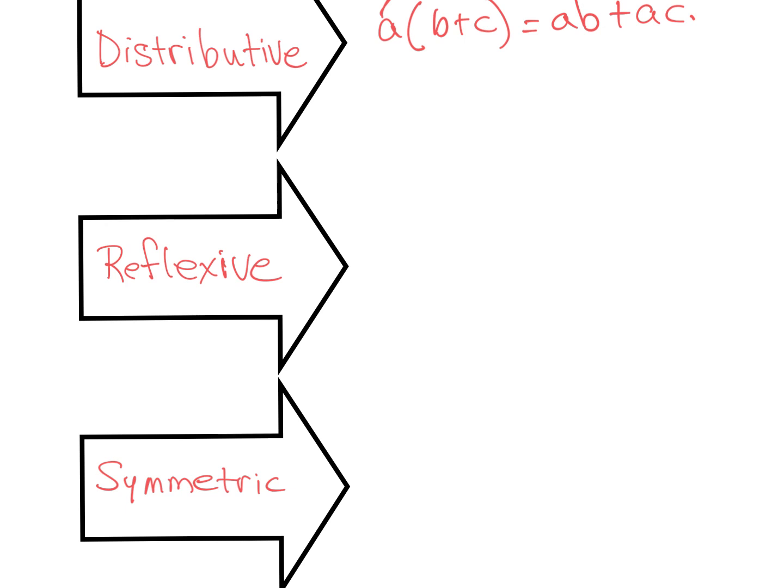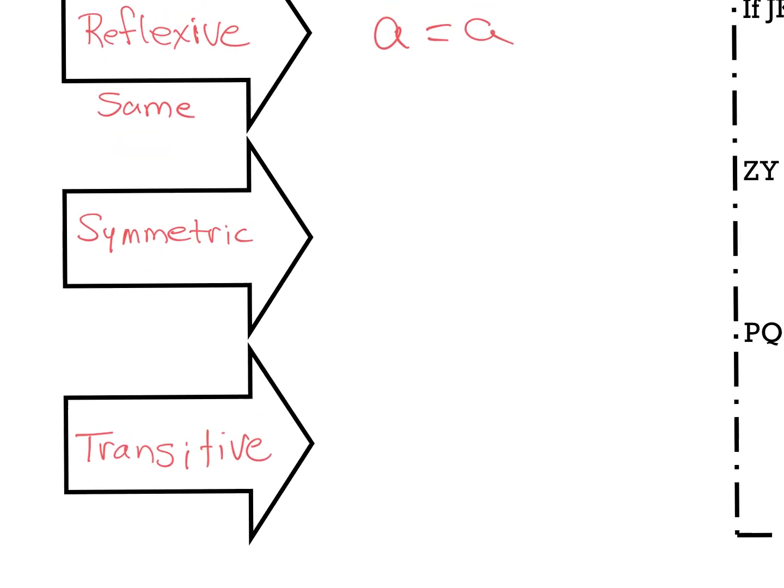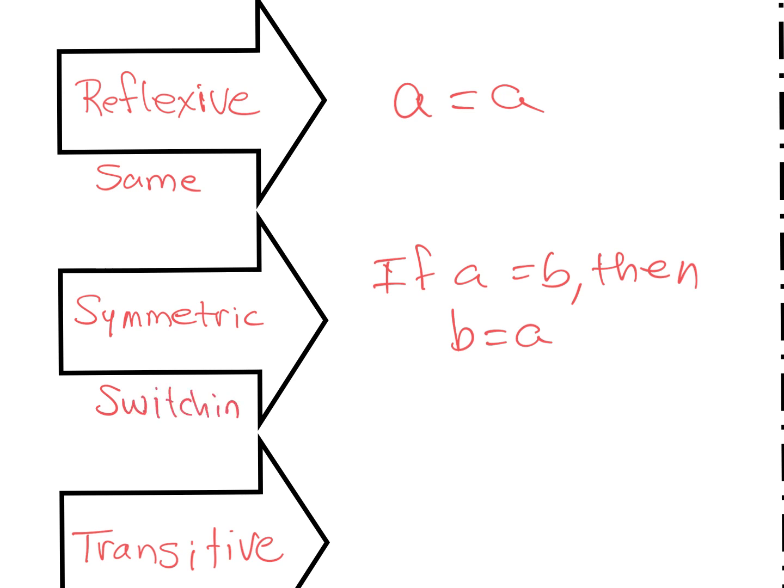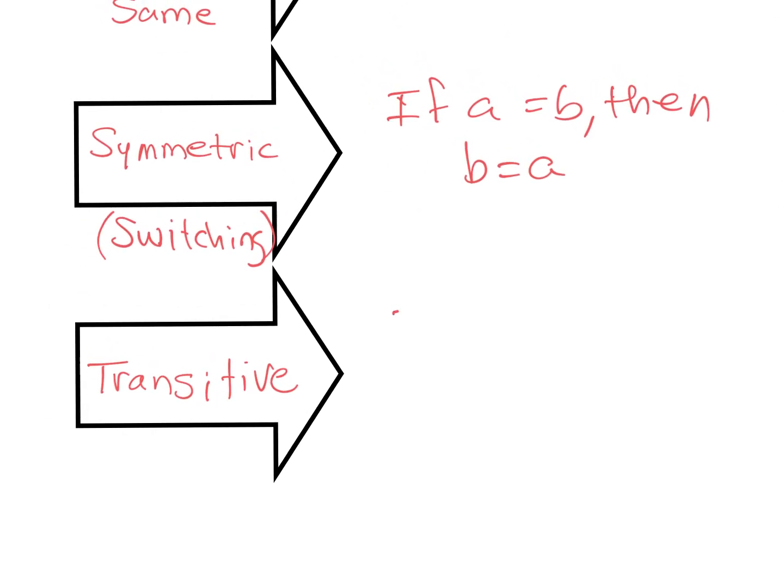Next one is reflexive property. Remember, this is like the hardest one ever. A equals A. It's just exactly the same thing. So when you see something that says the same exact thing on both sides, that's reflexive property. Symmetric property. If A equals B, then B equals A. So what are you doing? You're switching the two.